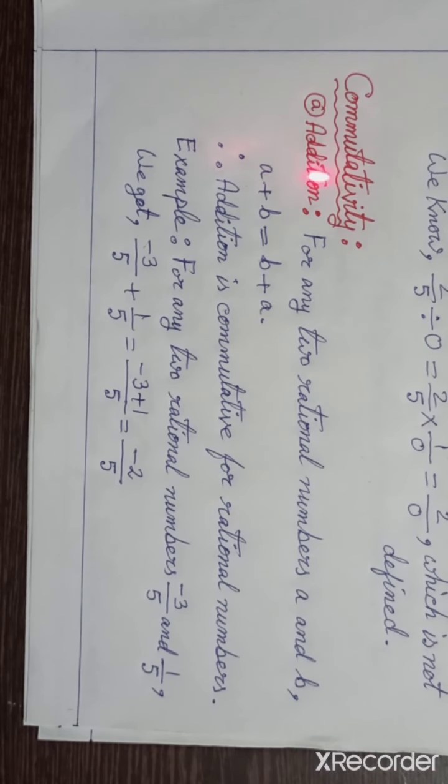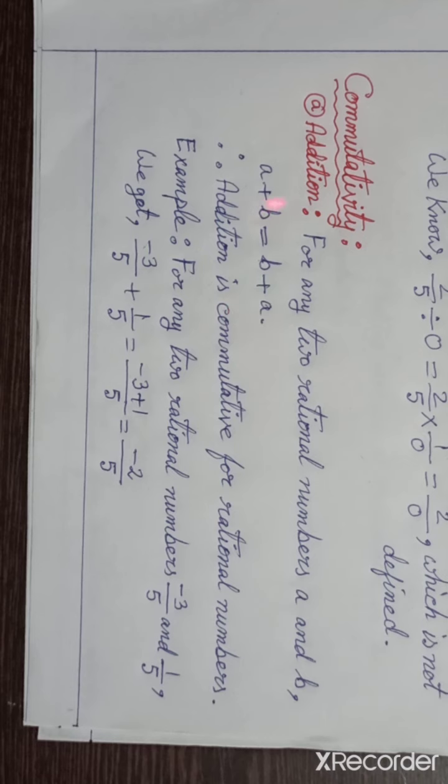Next is commutativity. Commutativity property has four types: commutativity of addition, second commutativity of subtraction, third is commutativity of multiplication, and the fourth one is commutativity of division. The first one is addition. For any two rational numbers a and b, a plus b is equal to b plus a.